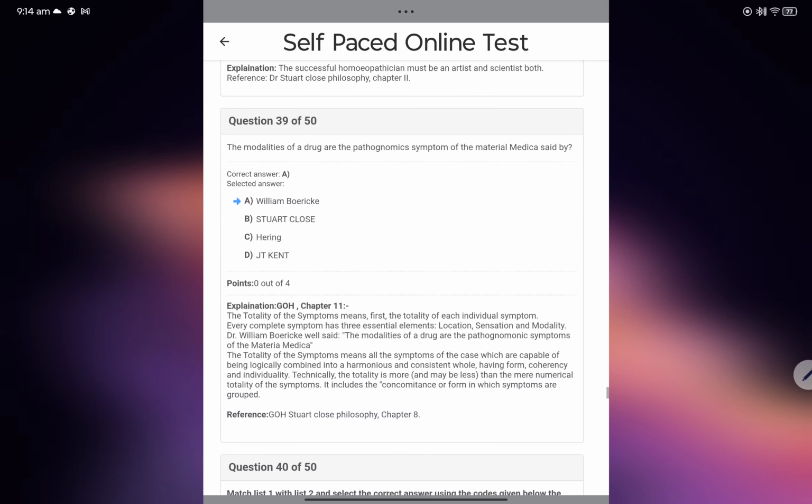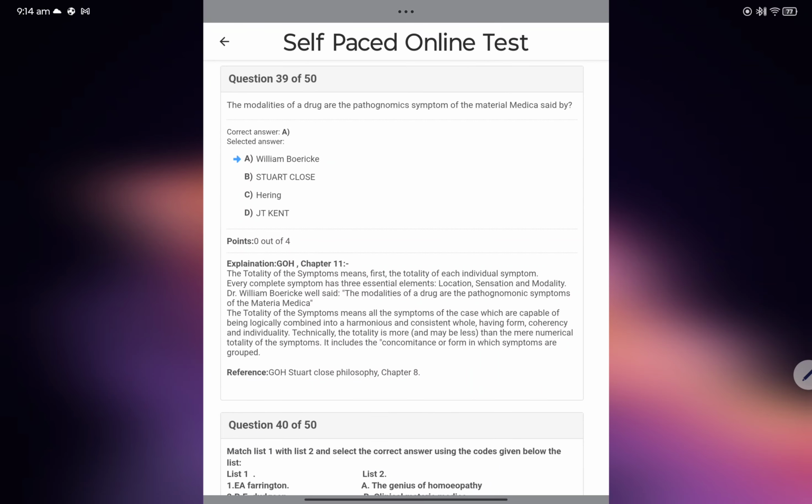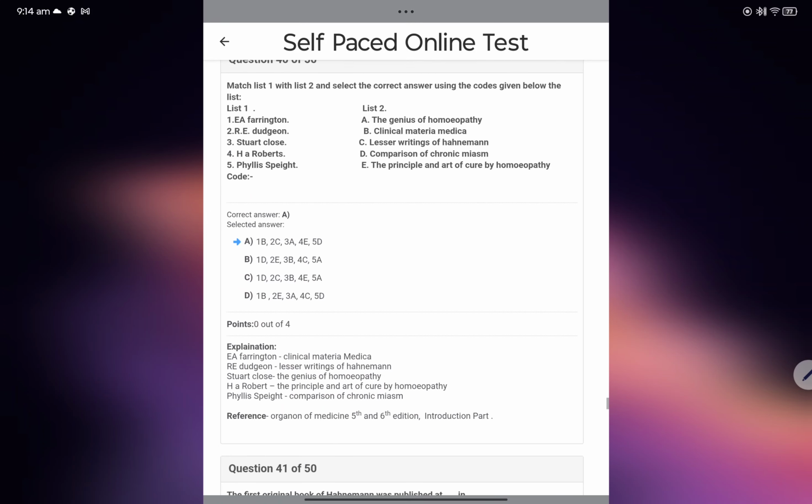Next question, the modalities of a drug are the pathognomonic symptom of the materia medica. This was said by William Boericke. So the modalities of a drug are the pathognomonic symptom of the materia medica, said by William Boericke.